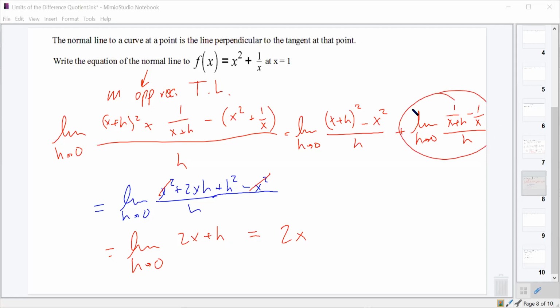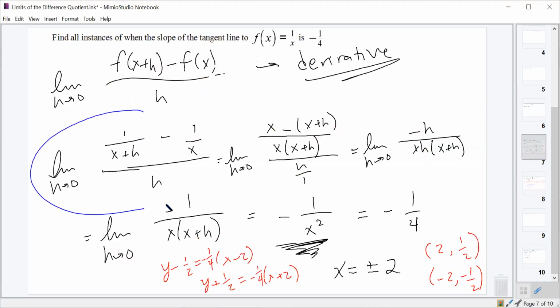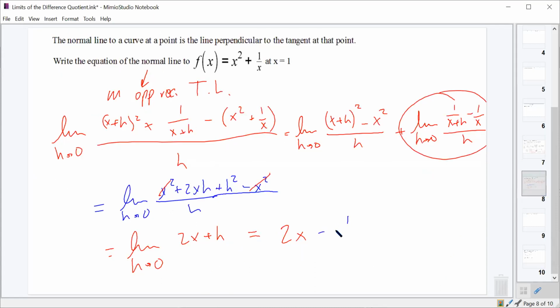And then what about this one? I swear we just did that one on the previous page, didn't we? Did we do that one on the previous page? Okay, yeah, we did. It came out to be minus 1 over x squared, right? Mm-hmm. All right. So we are interested in the slope of the normal line at x equals 1. So let's figure out the slope of the tangent line at x equals 1. What does that give us? 2 minus 1, which is 1.